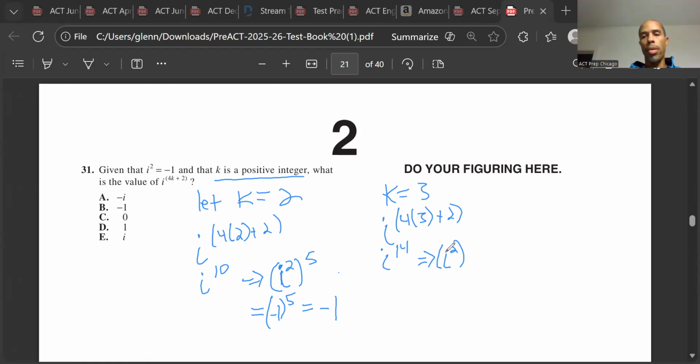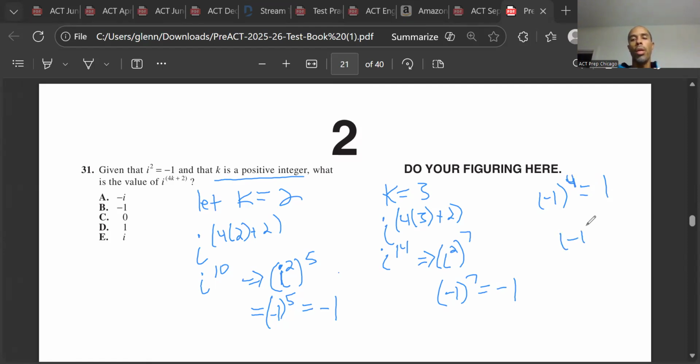Let's see what happens here. So i to the 14 is i squared to the 7th, because when you raise one power to another, you multiply 2 times 7. We said i squared was equal to negative 1. Negative 1 to the 7th is, again, negative 1. Anytime you take a base to an odd power, you get what you had, whether it's positive or negative. If it was an even power, it eliminates the negative. For instance, negative 1 to the 4th is going to be positive 1. So it makes it positive.